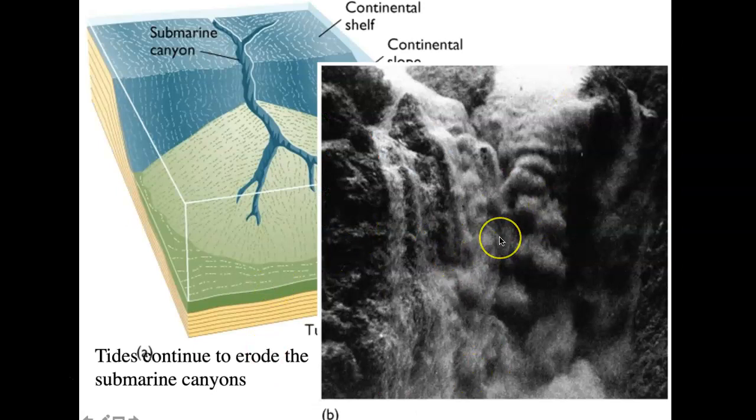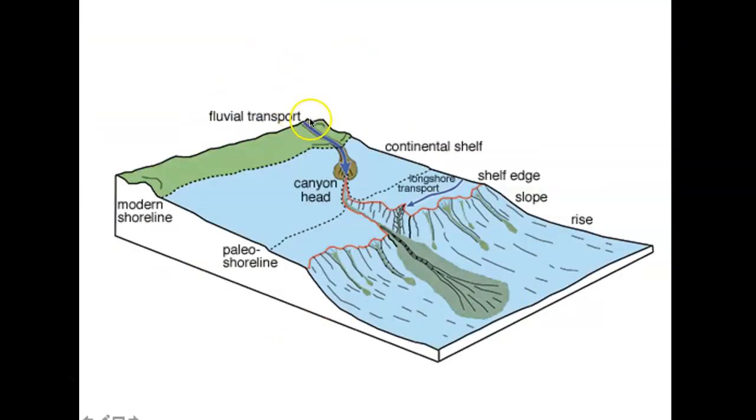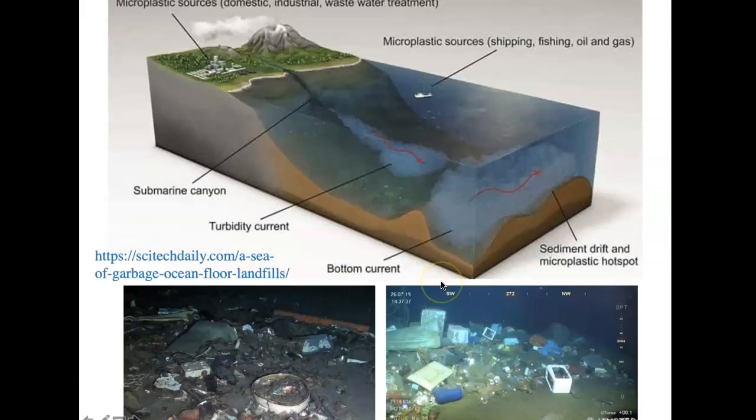So here you can see, and I like this image from your text because it really shows you what some of these turbidity currents look like. Again, it's this underwater avalanche of sediments. Not only do we get these turbidity currents, but many of these submarine canyons also get some freshwater input from land. We call this fluvial transport. And because of that, again, we get the good and the bad. Here you can see some fluvial transport where we're getting freshwater input.